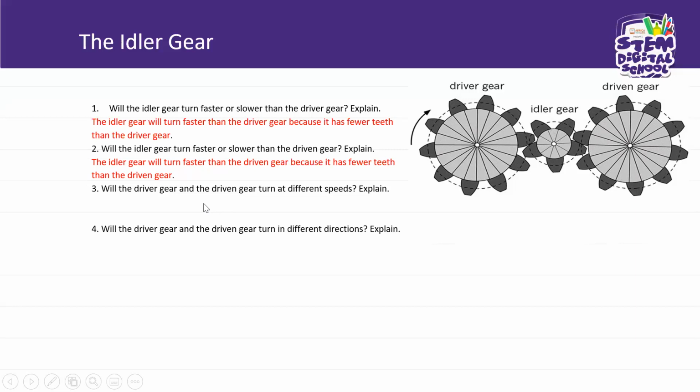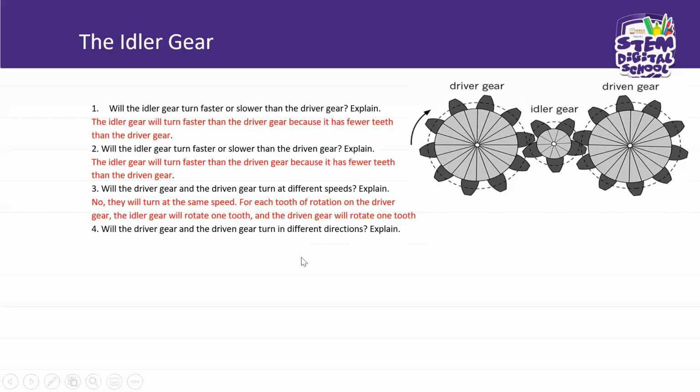So will the driver gear and the driven gear turn at different speeds? No, they will turn at the same speed because they have the same number of teeth. Okay, for each tooth rotation on the driver gear, the idler gear will rotate 1 tooth and the driven gear will rotate 1 tooth. So this one is faster than these both, but these both, because they're the same size, they will rotate at the same speed.